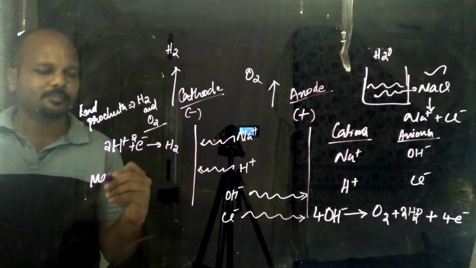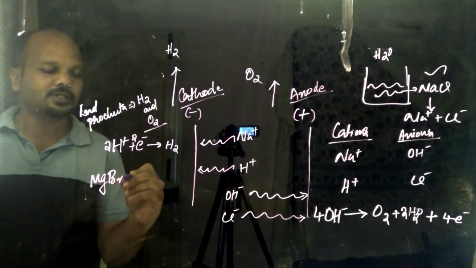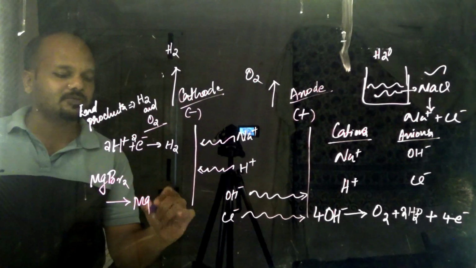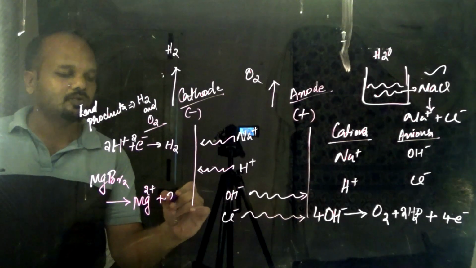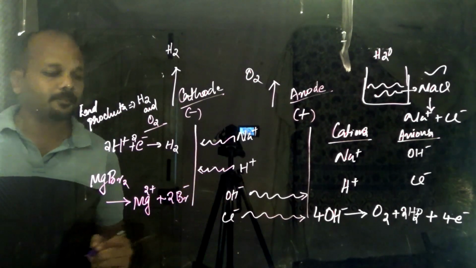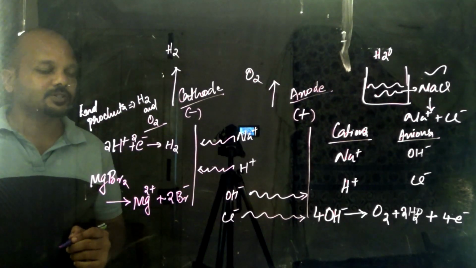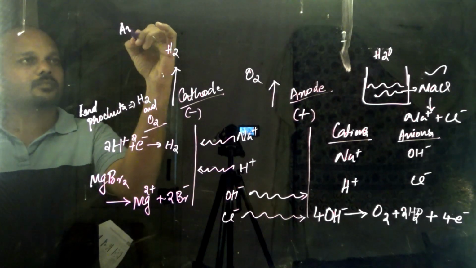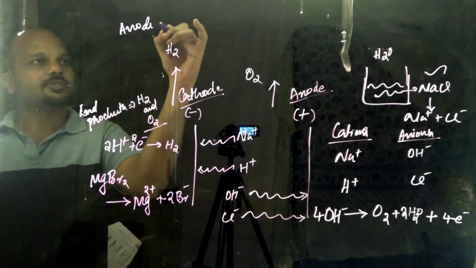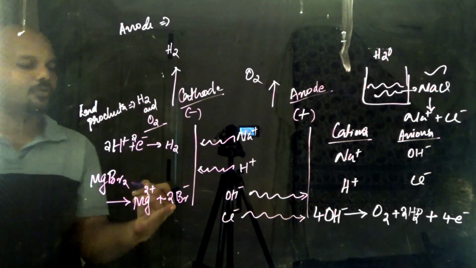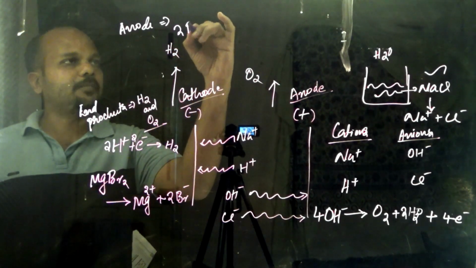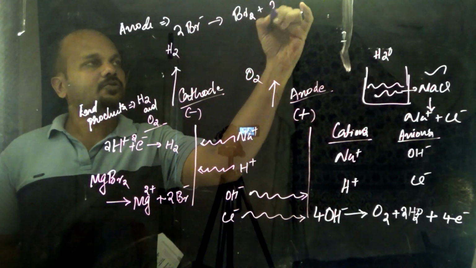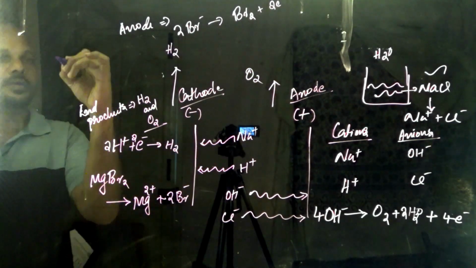Now, the same way, you can write the products if it is a molten salt, for example magnesium bromide. You think that you are taking molten magnesium bromide, so this is going to dissociate into Mg2+ plus 2Br-. At the anode, Br- is there, right? So 2Br- gives Br2 plus 2 electrons. This is going to happen at the anode.